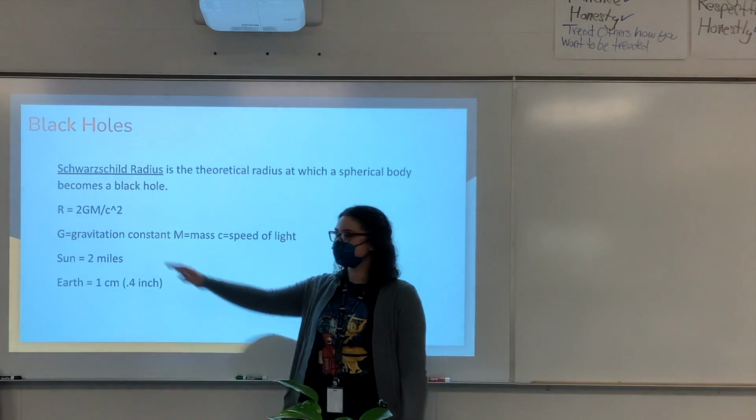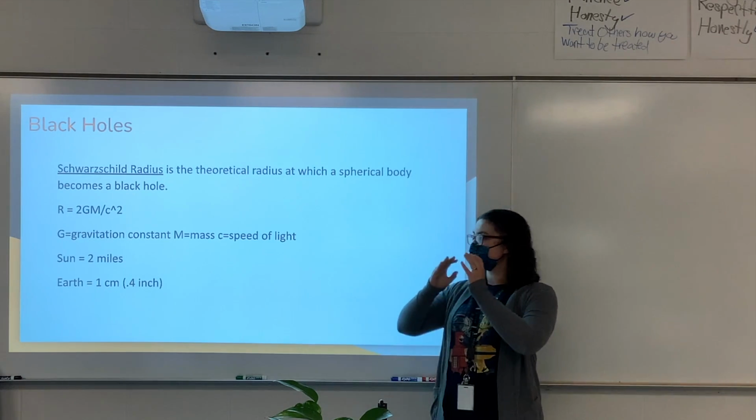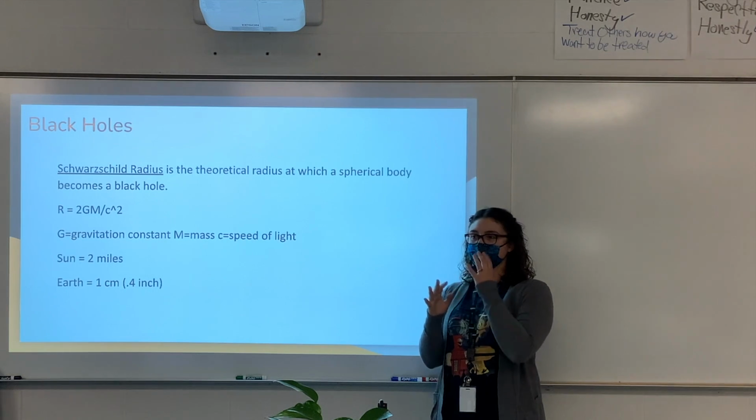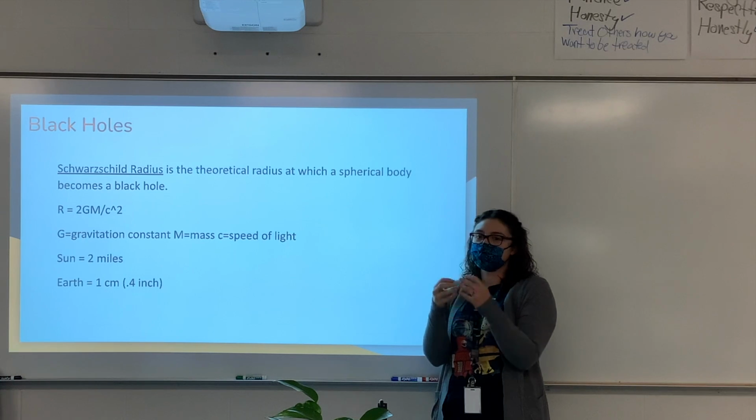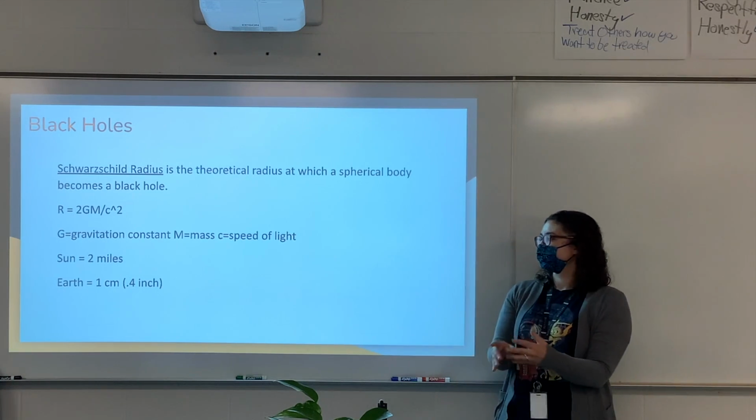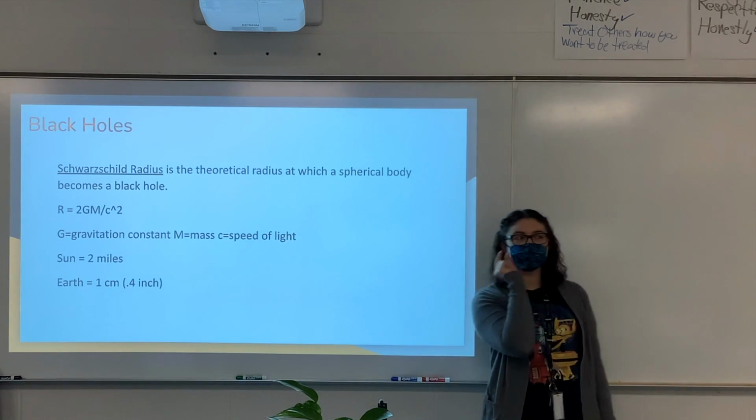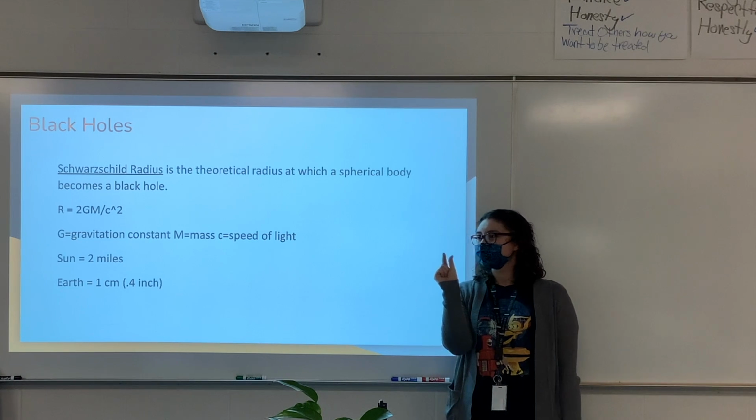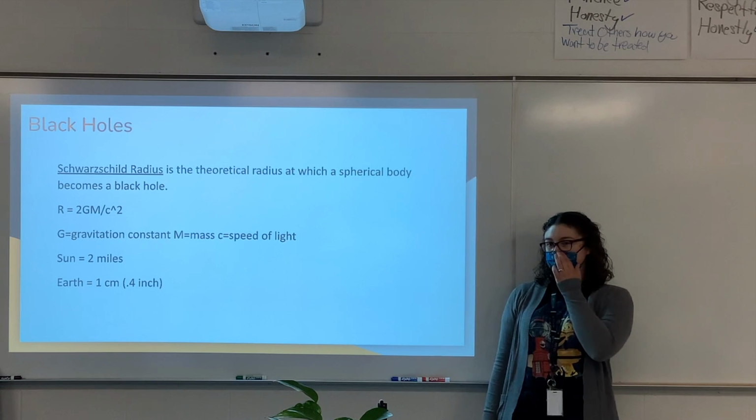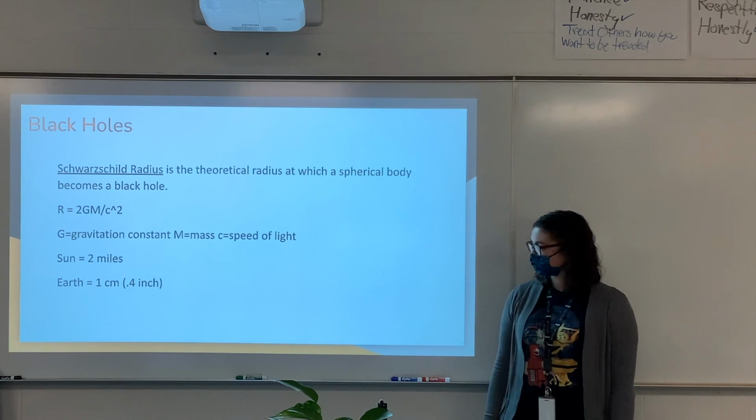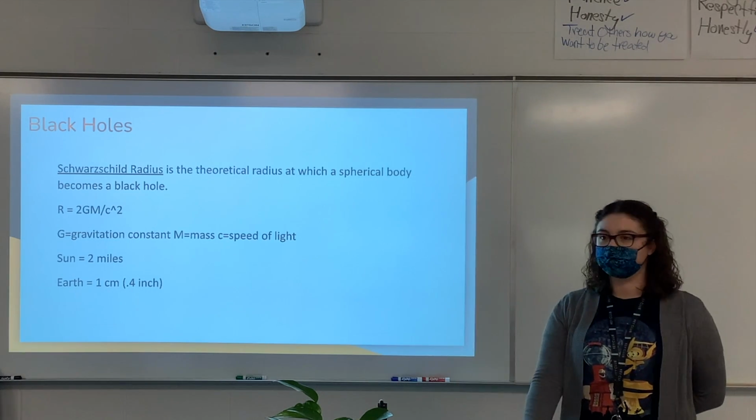For something like the size of our sun, you would have to collapse it so that it was only 2 miles wide. If you could compress the sun to only 2 miles wide, it would then collapse into a black hole. For something the size of the Earth, you'd have to compress it to the size of 1 centimeter. If you could compress the entire Earth to 1 centimeter, then it would collapse into a black hole. And that's essentially what the Schwarzschild radius allows you to calculate.